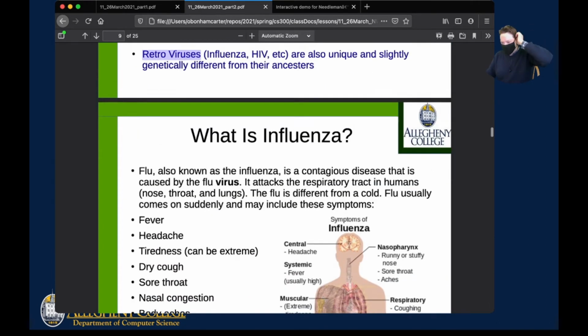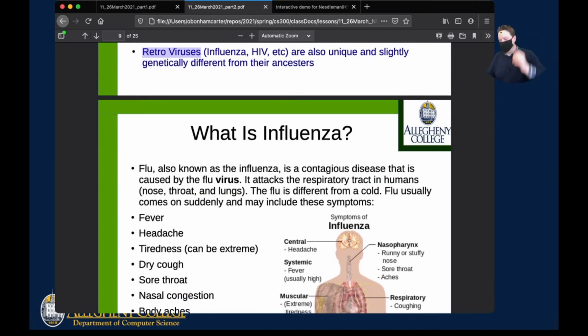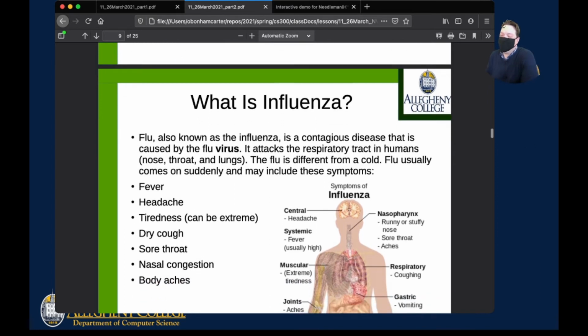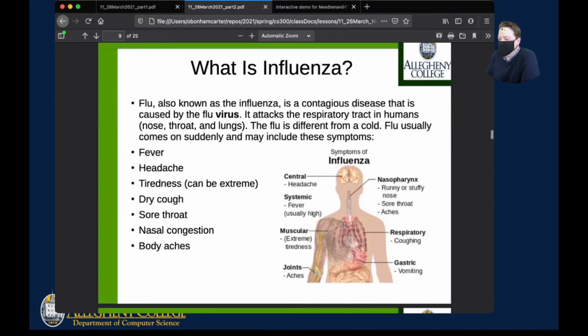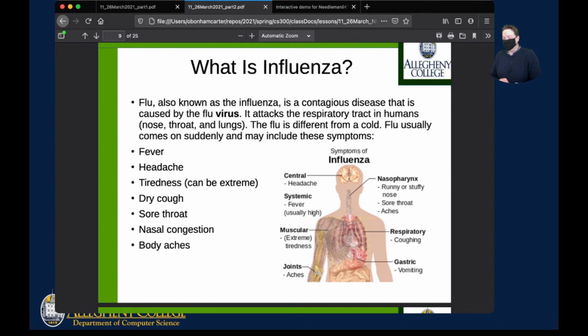So before we get into these genetic abnormalities in these viruses, let's spend some time talking about what influenza is. Influenza is very, very similar to what we have in COVID. It's not COVID, but it's similar in terms of how it moves around, how it functions biologically, how it's spread, and some of the symptoms that it brings.